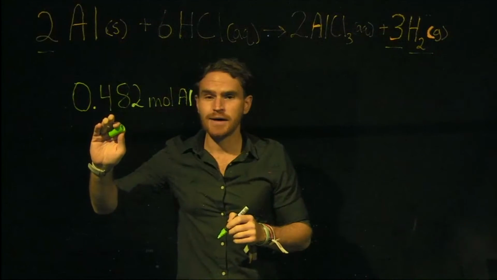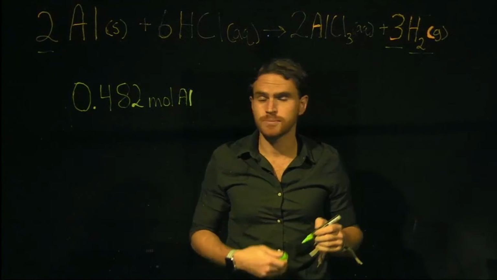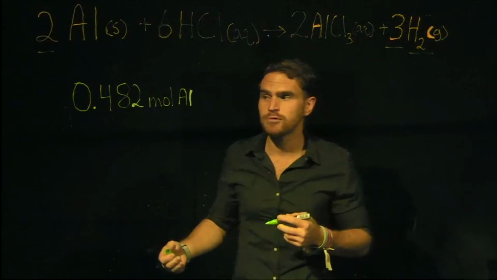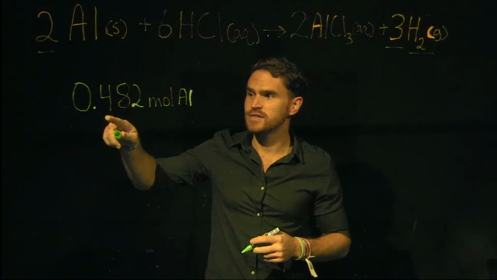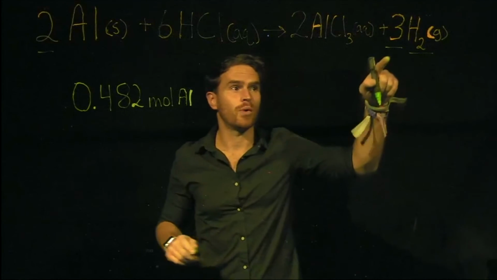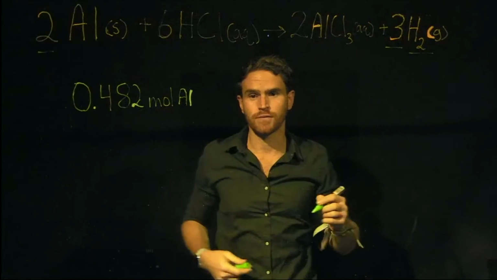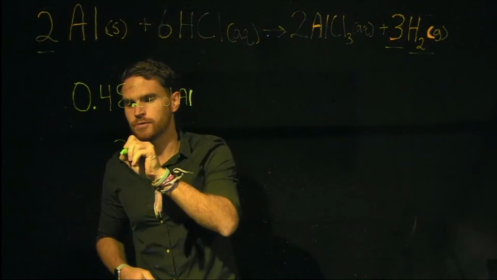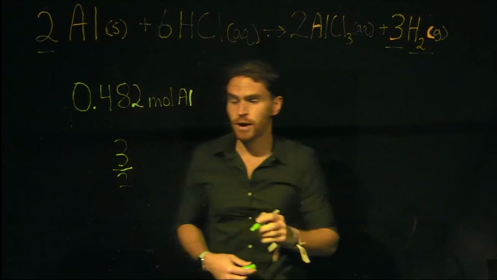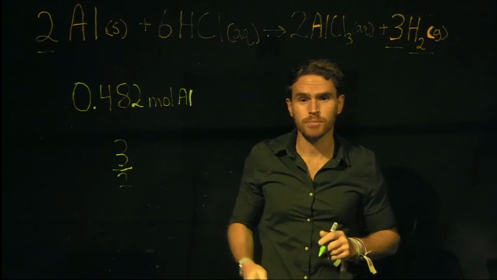Now, I don't just have 2. I have 0.482 moles. And remember that a mole tells me that I have 6.022 times 10 to the 23rd stuff. It's a counting formalism. So I have 0.482 moles of aluminum, and I can use the ratio that comes out of these stoichiometric coefficients, and that's called a stoichiometric factor. And our stoichiometric factor, for this case, is going to be 3 to 2. Because for every 3 hydrogen molecules that I produce, I consume 2 aluminum molecules.